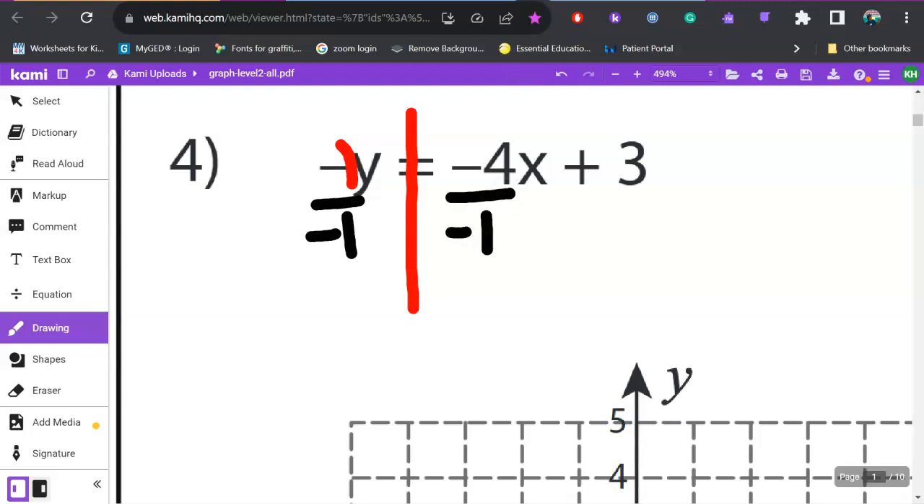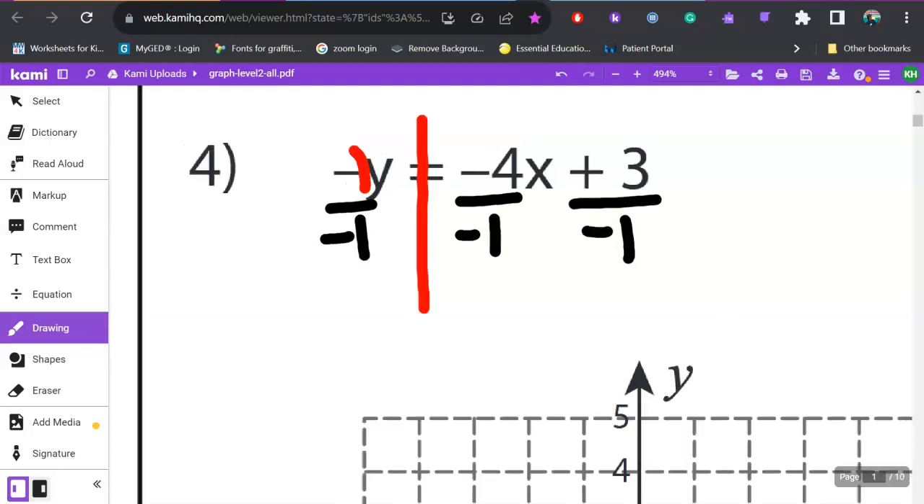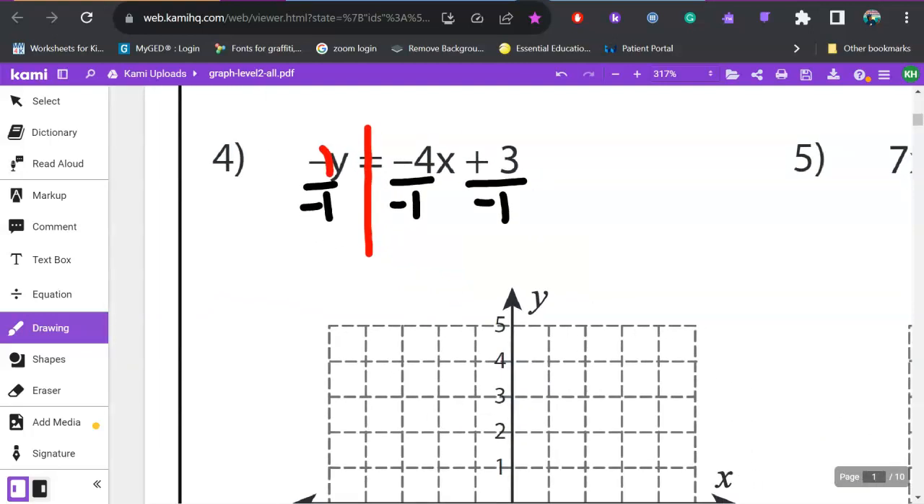So I'm going to divide a -1 there and divide a -1 here, because you can't have a negative y. So make a 1 show up and divide out a -1. Because when I do that, it now means that I have -1 divided by -1. Now I have a positive y. And then a -4 divided by a -1 is going to give me a positive 4x. And then 3 divided by a -1, that's going to give me a -3.